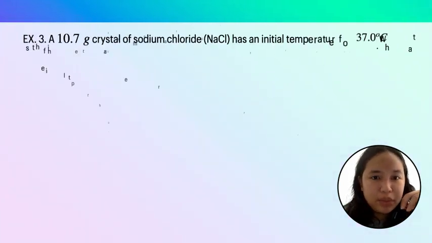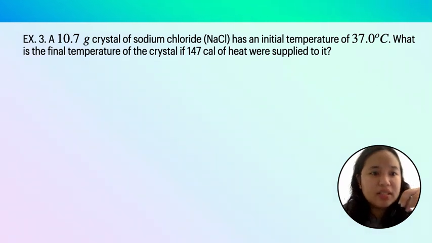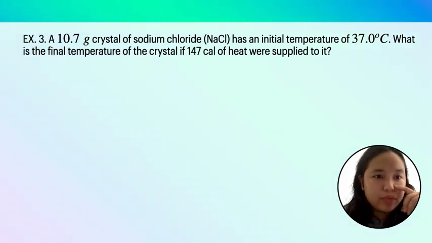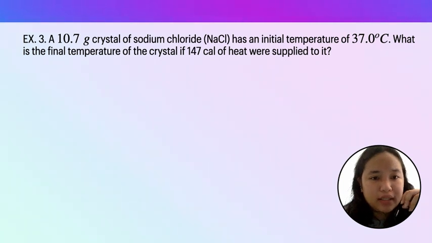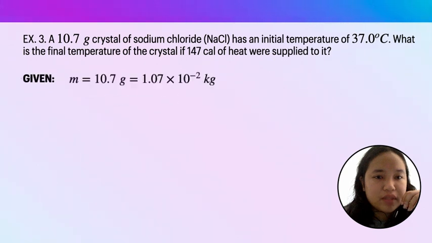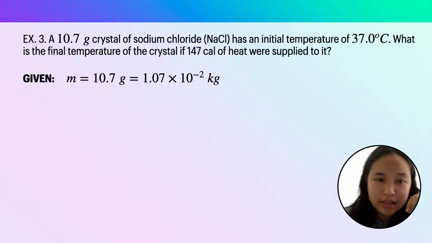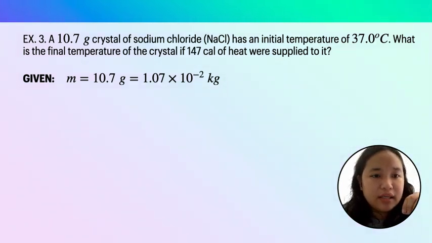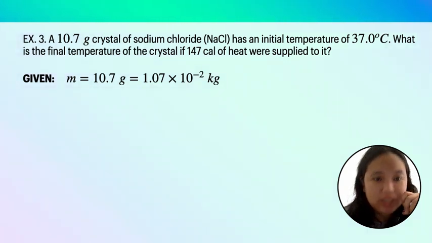Okay, so this will be the last example. A 10.7 gram crystal of sodium chloride has an initial temperature of 37.0 degrees Celsius. So, what is the final temperature of the crystal if 147 calories of heat were supplied to it? So, first, we will list the given. We have the mass, which is equal to 10.7 grams, and then we convert it into kilograms. It will become 1.07 times 10 to the power of negative 2 kilograms.